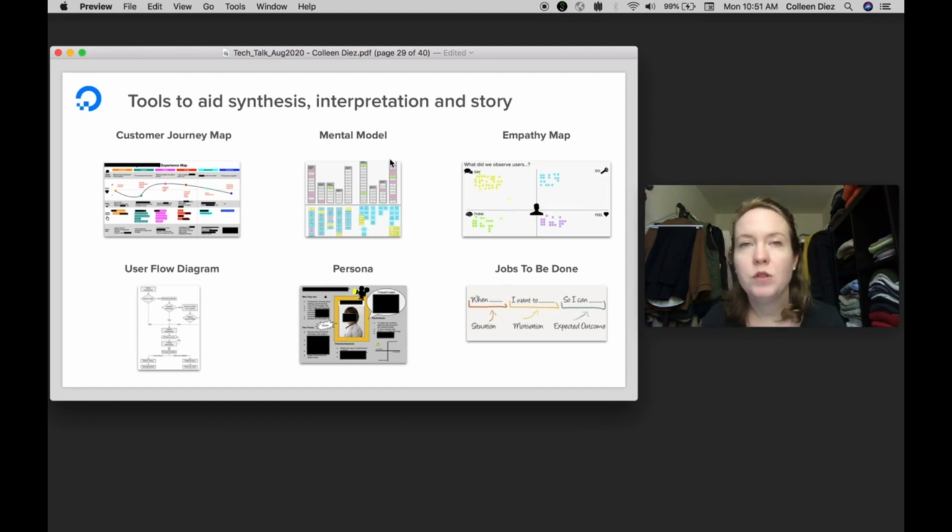Personas tend to be a little static, so they don't always help you understand particular scenarios of use of your product, and jobs to be done is actually a better tool for that. So you would probably want to combine both personas and jobs to be done. Jobs to be done give you a sense of the context of use that people are using your product for. What are they hiring your company or your product to do for them?